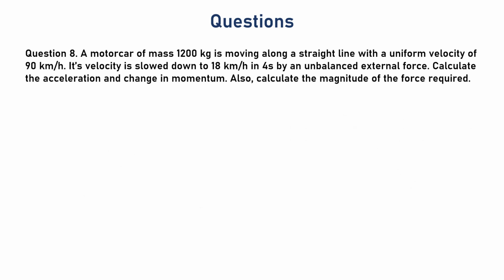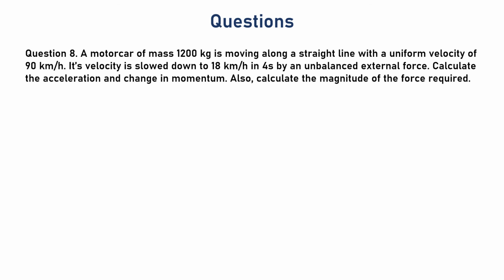Question number 8. A motor car of mass 1200 kg is moving along a straight line with uniform velocity of 90 km per hour. Its velocity is slowed down to 18 km per hour in 5 seconds by an unbalanced external force. Calculate the acceleration and change in momentum. Also calculate the magnitude of the force required. Now let's do this question.